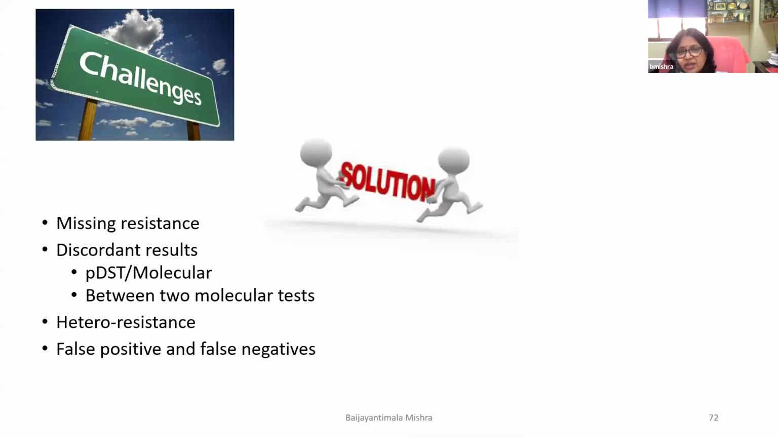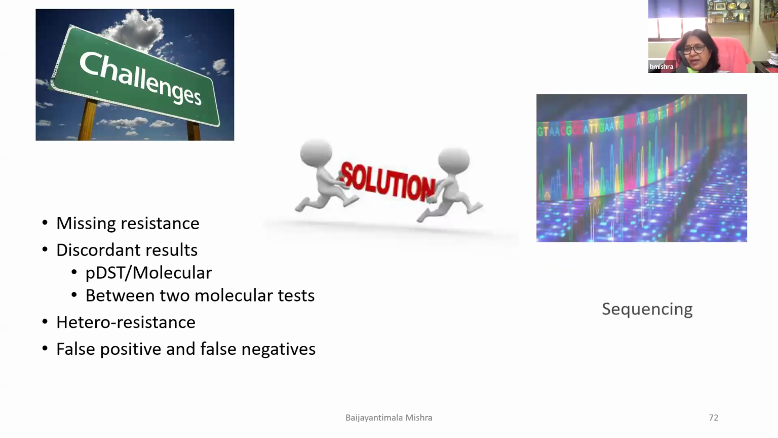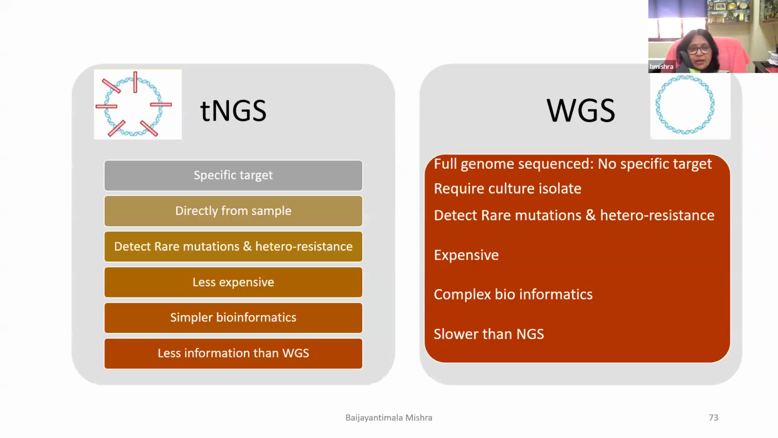So what is the solution? The ultimate solution to all these problems is nothing but sequencing. For Mycobacterium tuberculosis, it can be targeted NGS or whole genome sequencing. There are definitely advantages and disadvantages of both. In targeted NGS, specific targets are sequenced, whereas in whole genome sequencing, as the name suggests, the full genome is sequenced and no specific target is selected.